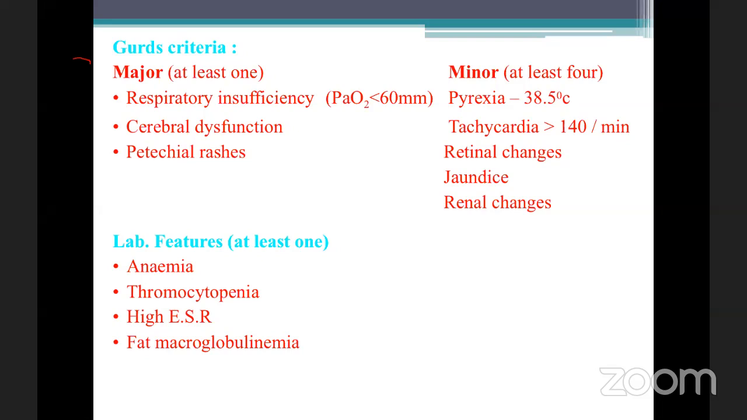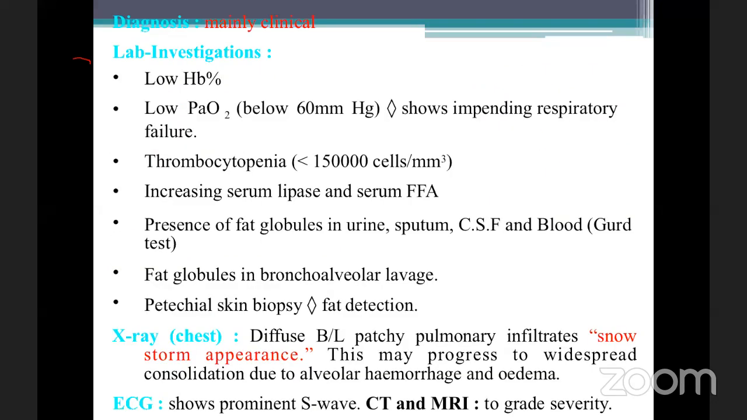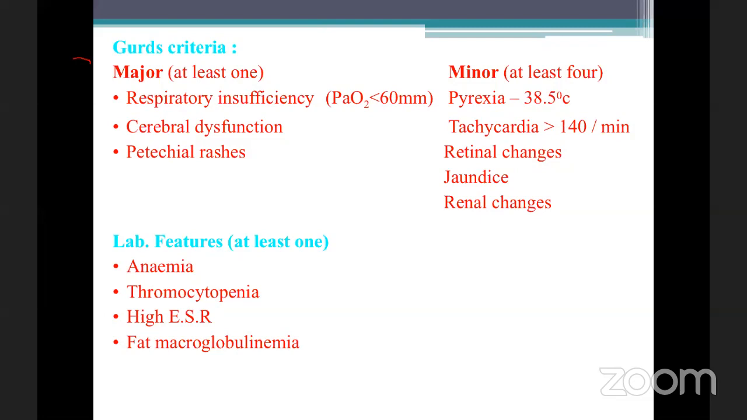What are the minor criteria? At least 4 have to be seen. Fever more than 38.5 degrees, tachycardia more than 140, retinal changes, and jaundice and renal changes. LFT has to go up and RFT has to be deranged. Lab features: anemia, Hb drop has to be there. Thrombocytopenia, platelets have to come down. ESR has to go up, and fat macroglobulinemia in urine. So you can take a snapshot of this. Gurd's criteria, it's very important.